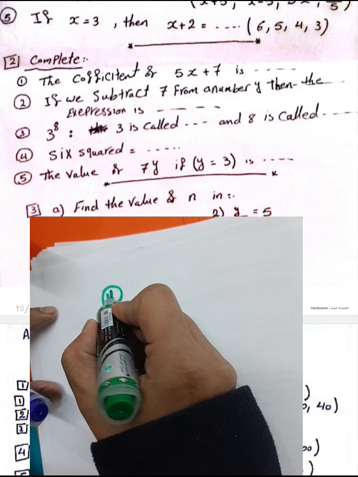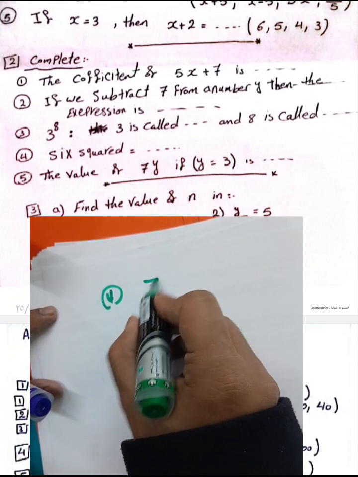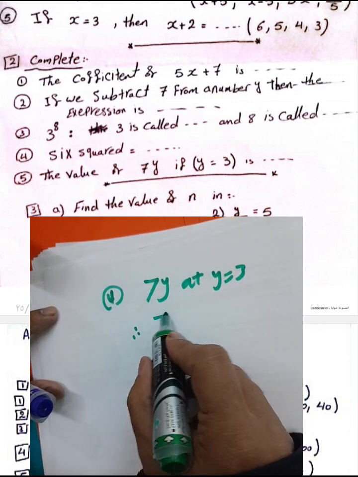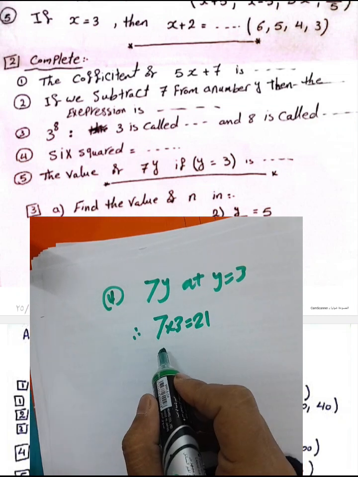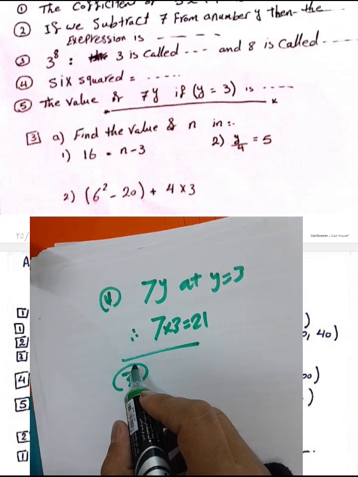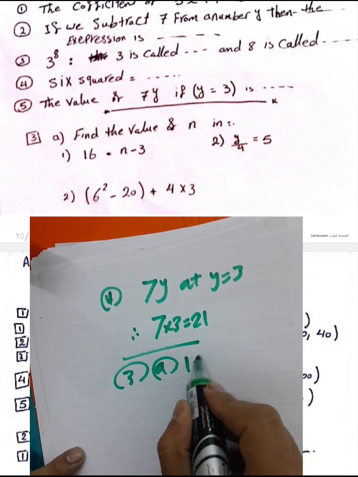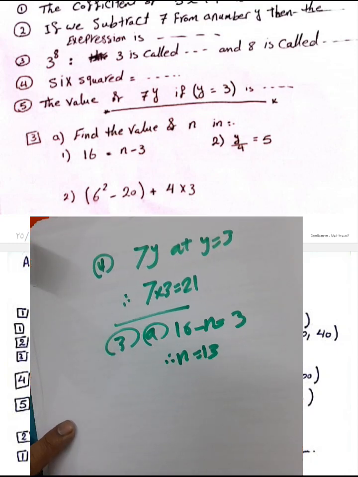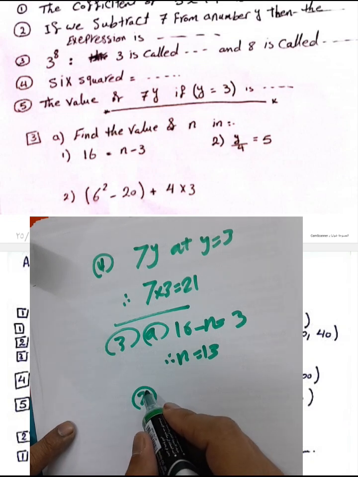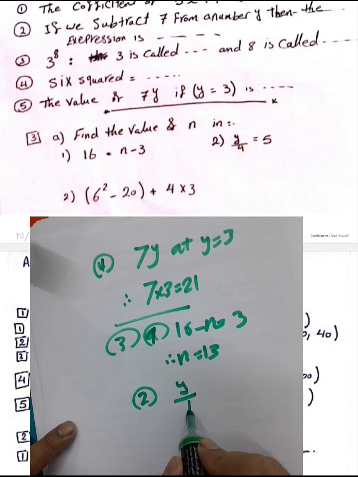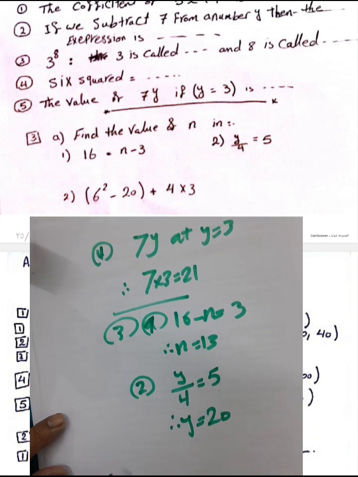Question number 4. The value of 7y if y equals 3, right, y equal 3, then 7 multiplication by 3, it will be 21. Question number 3, letter A, find the value of n. If 16 minus n equal 3, then n will be equal 30. Okay, number 2, y over 4 equal 5, then y will be 4 times 5, it will be 20.